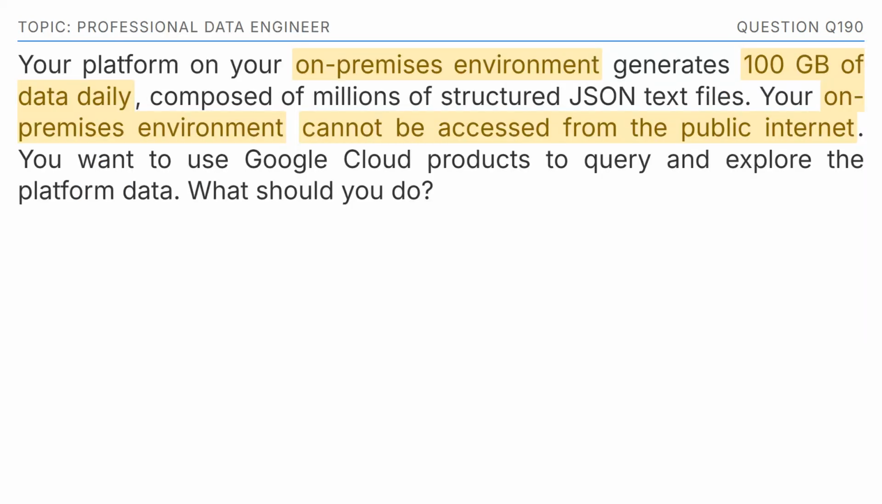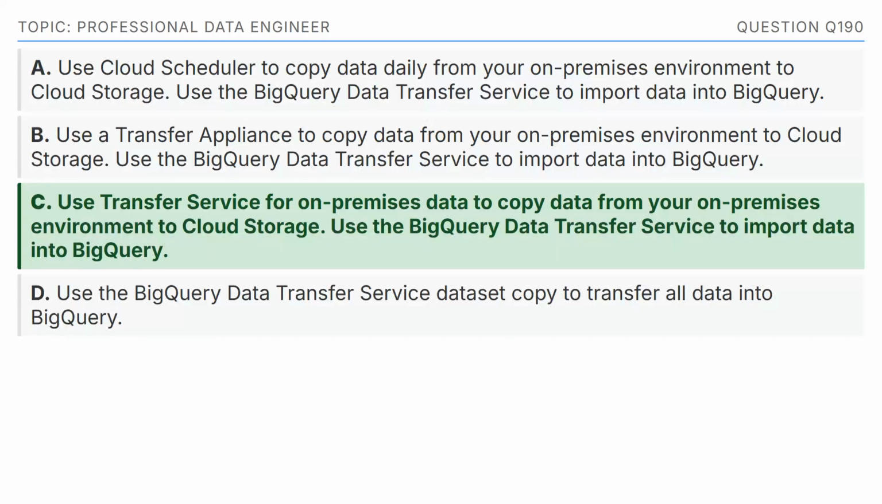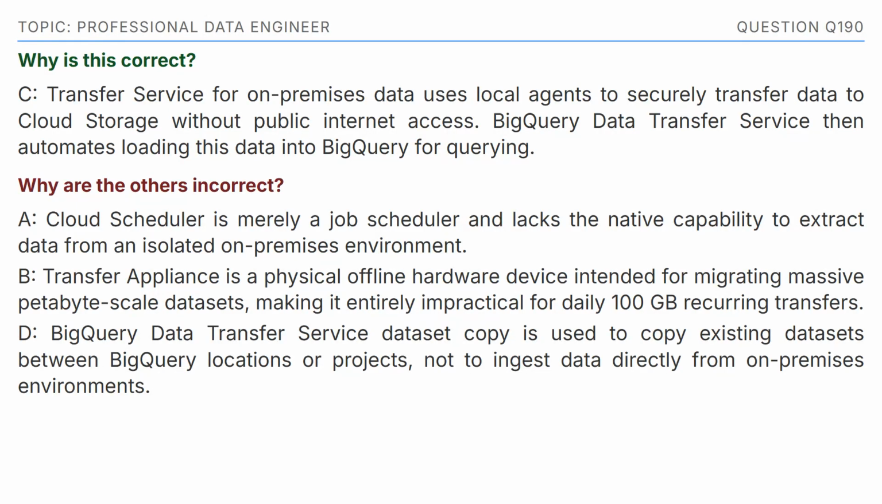To arrive at the correct answer, we focus on the keywords: on-premises environment, 100 gigabytes of data daily, cannot be accessed from the public internet. The correct answer is option C, use Storage Transfer Service for on-premises data to copy data from your on-premises environment to Cloud Storage. Use the BigQuery Data Transfer Service to import data into BigQuery. Why is this correct? C.